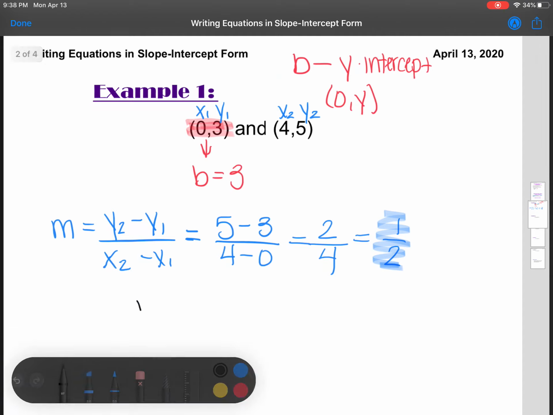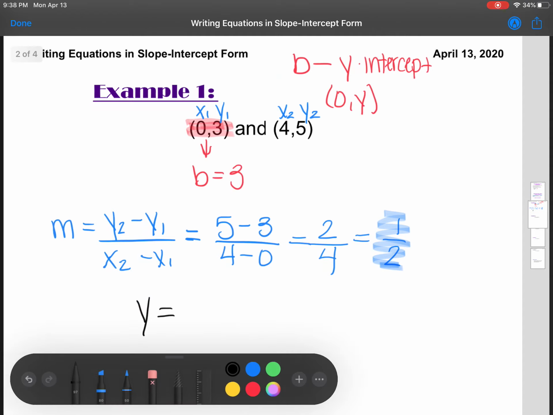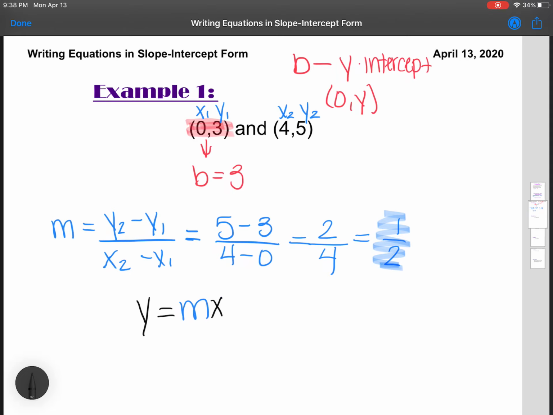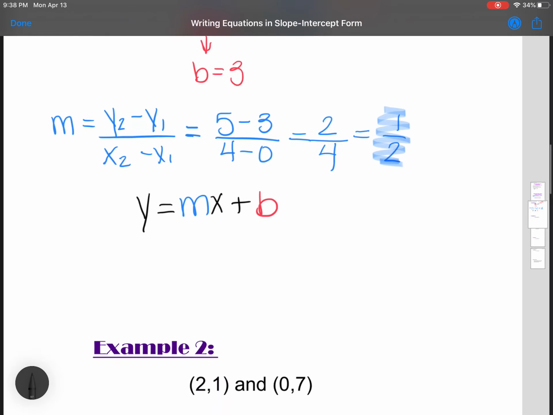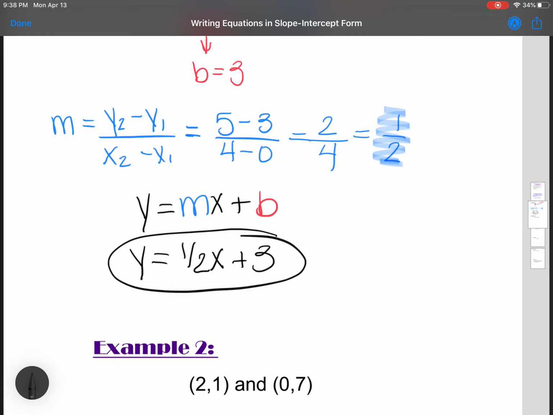So now, y equals m x plus b. I'm just going to plug in my two things. And moving down, y equals 1/2 x plus 3. All right, so that's all we're doing today. It's basically what we've done already. But again, now we're given the 2 points. We have to calculate slope, so it's an extra step. And one of them is the y-intercept.